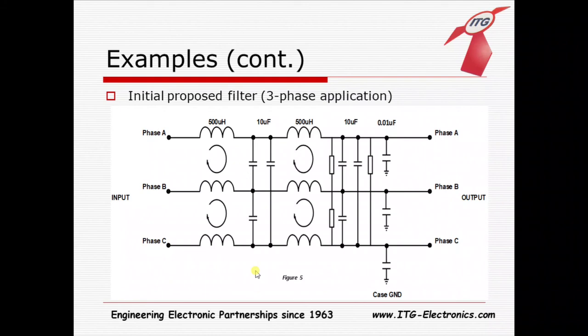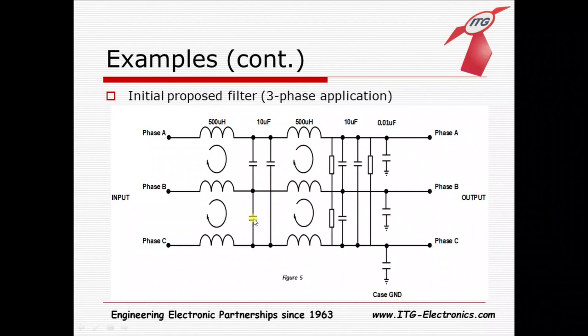So this was the original proposed filter for this original noise profile. And it's 3-phase, obviously. You can see we've got the 3 lines here. So up front, this is all one common mode choke. This would be on one core with 3 separate windings at 500 microhenry.